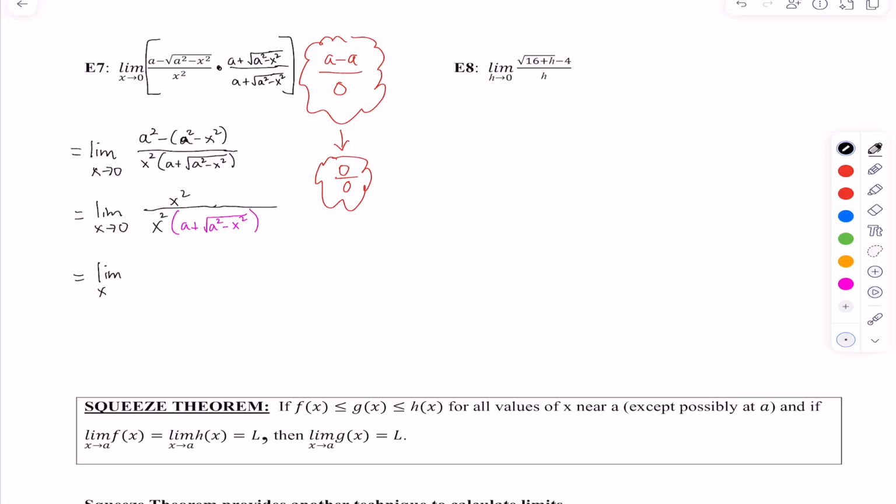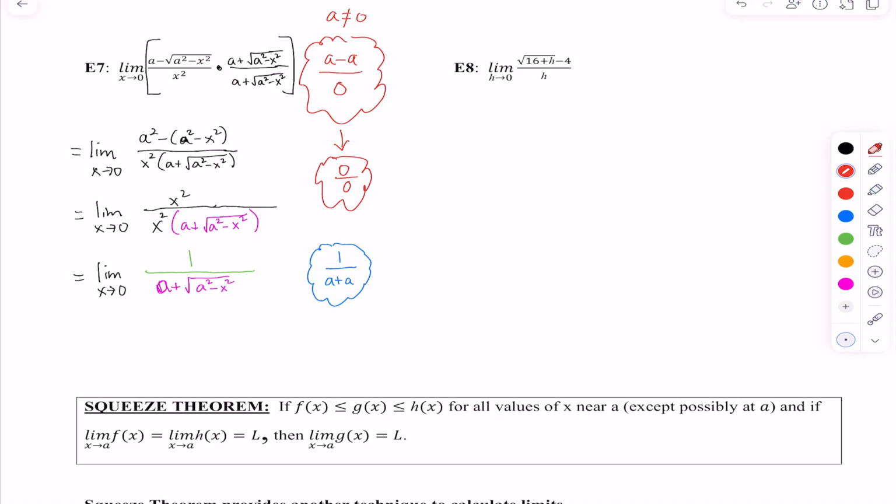X squared over x squared is in fact equal to 1. So we're left with 1 in the numerator. And we're left with this function in the denominator. Now let's check its form. If you check its form at this point, we get what? 1 in the numerator, and we get a plus a. Now, a is a finite number, as long as a is not 0, okay? As long as a is not 0, we're okay. Gotta make sure a is not 0, and it's probably not 0.